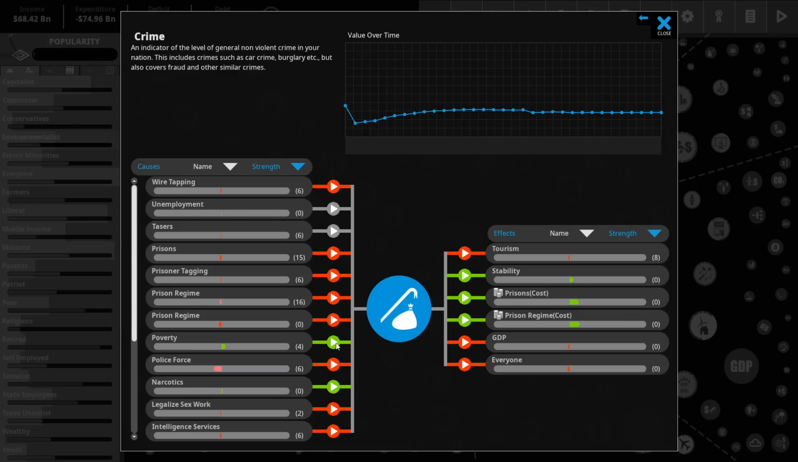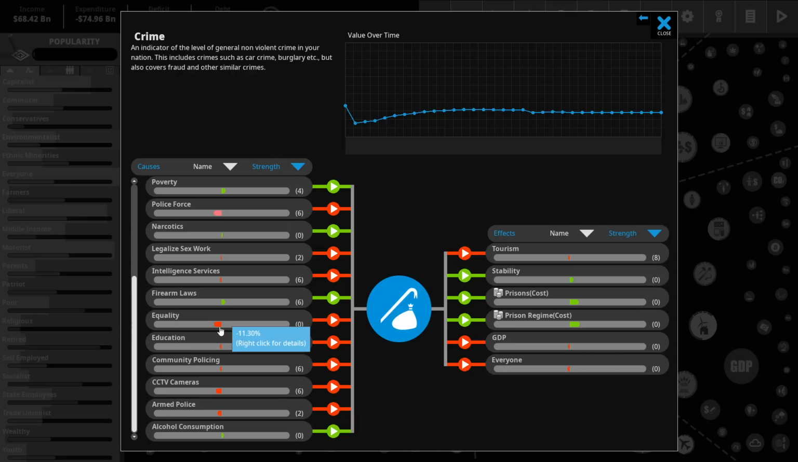Anything green is increasing. Green isn't necessarily good and red isn't necessarily bad. In fact, in this situation, it's the opposite, because we would like to decrease crime as much as possible and we wouldn't want to increase it. So we'd want lots of red and no green, if at all possible, because that would reduce crime to the max. So you can see that our wiretapping, our prisons, our prison regime, for example, these are all bringing down crime, whereas the fact that we have some poverty is increasing crime, which makes sense. Desperate people turn to crime sometimes, right? If you're poor, police is going to be trying to bring it down. Our firearm laws are currently increasing crime.